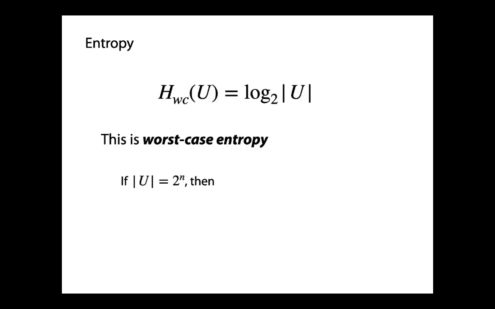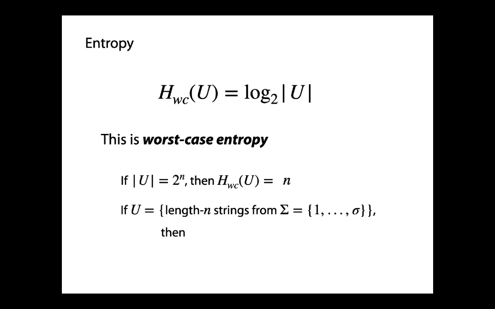So here's a quiz question. If the size of the universe is 2 to the n, if the size of the set that we're actually trying to encode is 2 to the n, then what is the worst case entropy? Well, it's just the log base 2 of the size of the set. The size of the set is 2 to the n, so that's just n, right?